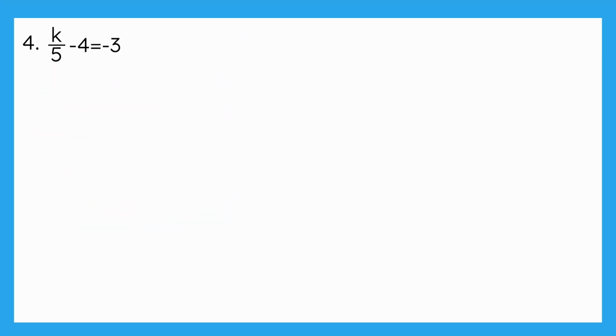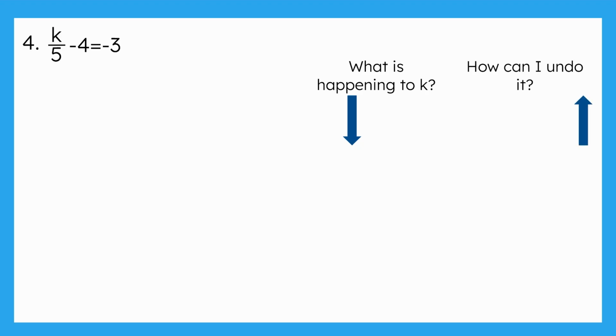We have one equation left. K over 5 minus 4 equals negative 3. I think you're ready to try this one on your own. Remember, it can help to identify what's happening to K currently so that you can undo those operations in the reverse order. Pause the video and solve this equation now.